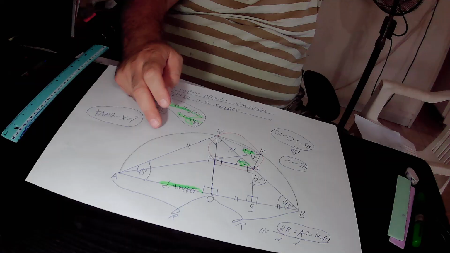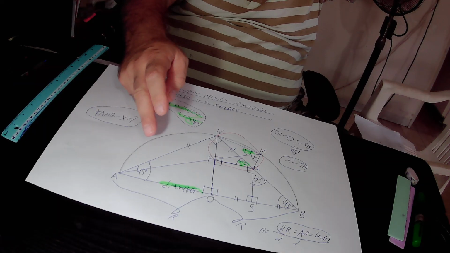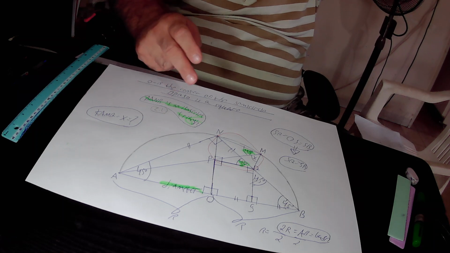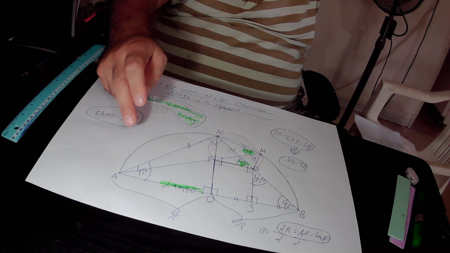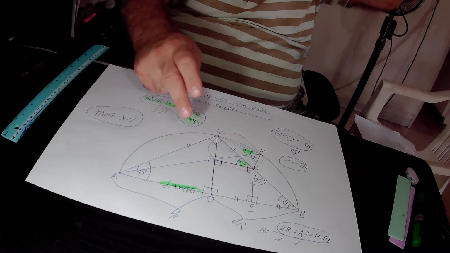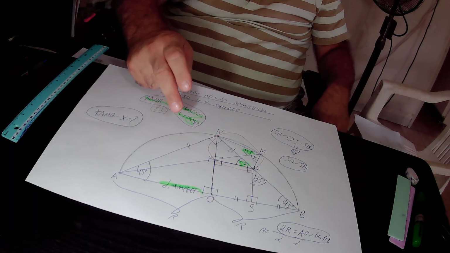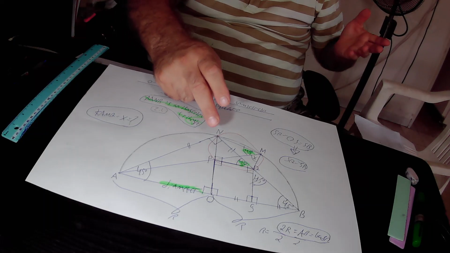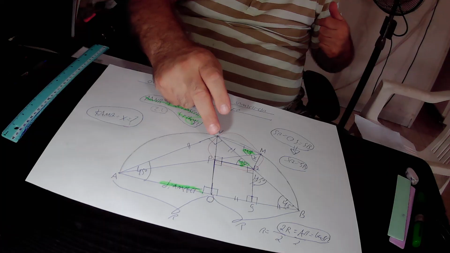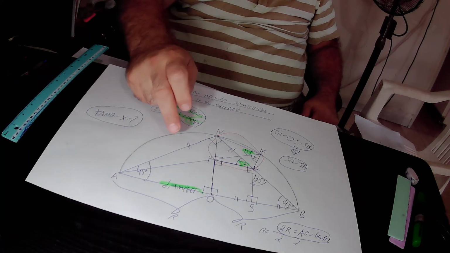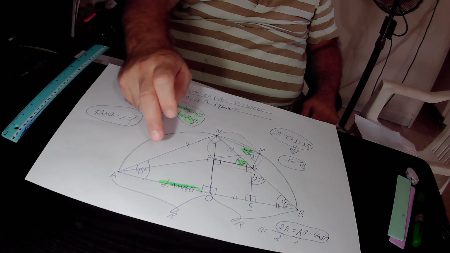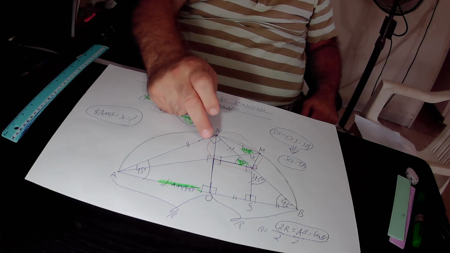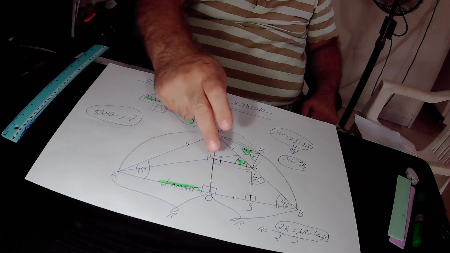AB is the base and it is also the diameter of the semicircle. So the perpendicular from point N bisects the base AB. If it bisects the base AB, it means that it must touch the base AB at its midpoint. The midpoint of AB is the midpoint of the diameter, and we know that the midpoint of any diameter is at the center of the circle or semicircle.